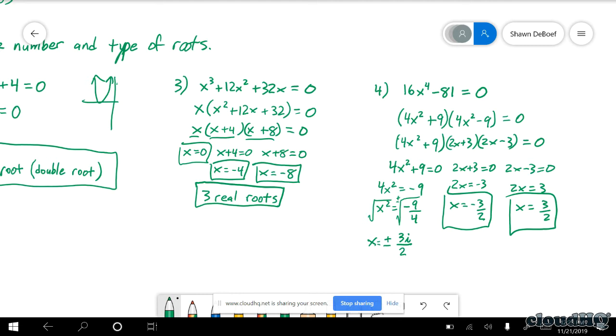How many answers are represented right there? There are 2 answers represented there because of the plus minus. So we said x equals a positive 3i over 2 and a negative 3i over 2. So that is 2 different answers plus the 2 I already gave. I was expecting 4 answers. I got 4 answers. Are they all real though? No. How many real? And then 2 imaginary roots.